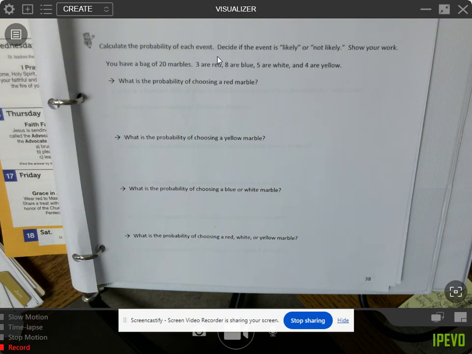outcomes? How many is the desired outcomes? Melanie? 3, because there are 3 red marbles. So if I'm choosing a red, there are 3 chances of getting a red. So what is the possible outcomes? Lilia?